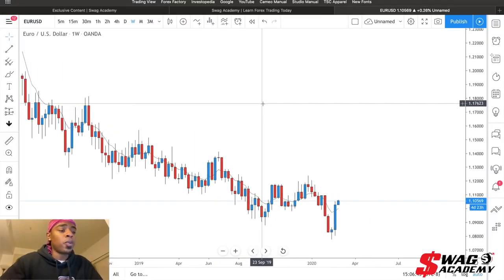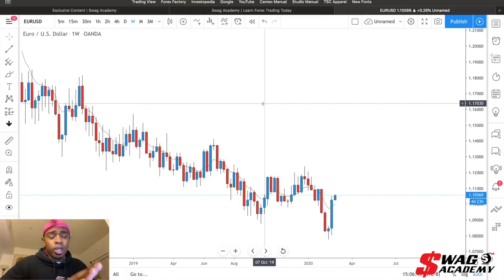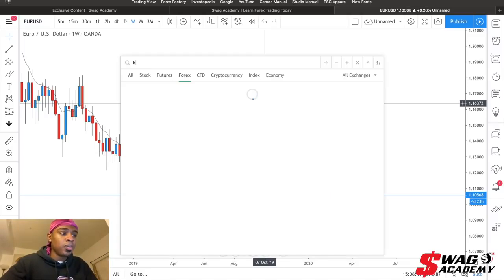Whenever you have a blank chart, anything you want to know about the market, it could be stocks, Forex, anything, all you gotta do is type it in. You type E, everything comes up. All stock, futures, Forex, CFDs, cryptocurrencies, everything comes up.